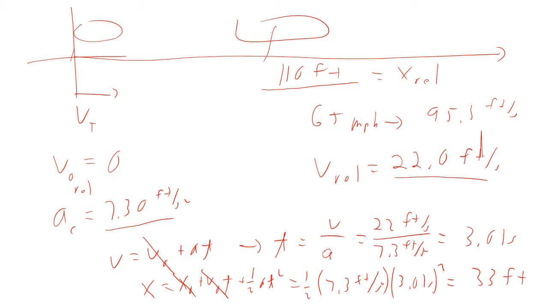Well, the car has to go a total of 110 feet, so it only went 33 feet in the first part. So for the very first part, the car went 33 feet. Now it's beside the truck, and from that point on it's going at constant speed. How far does it have to go? Well, the original distance was 110 feet. It's already gone 33 feet, so it has to go 77 feet more.